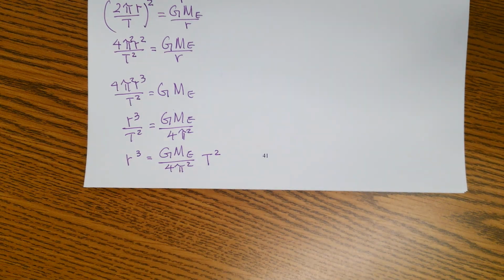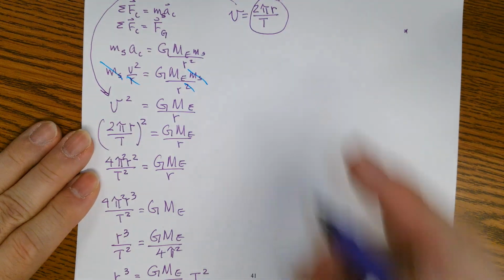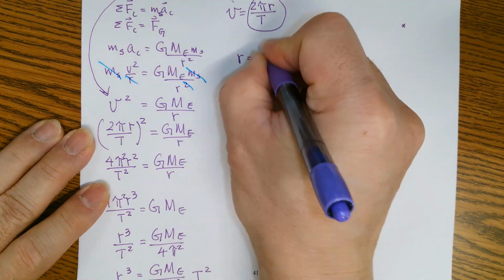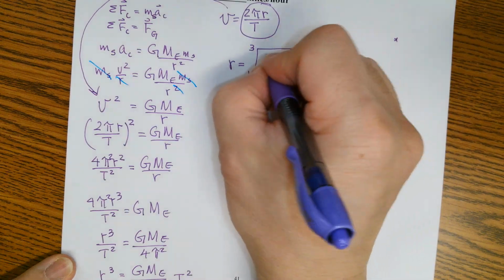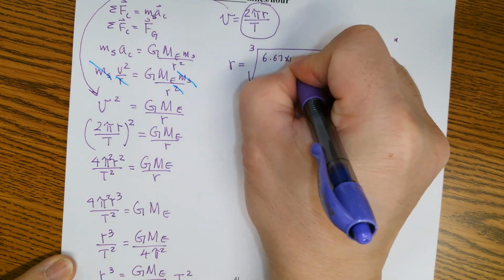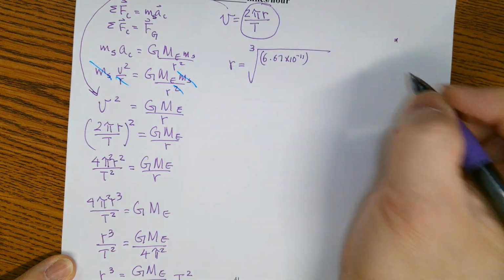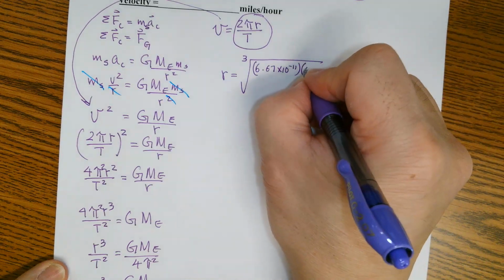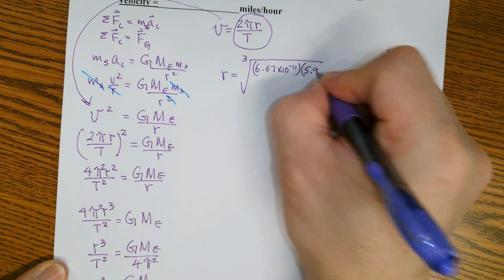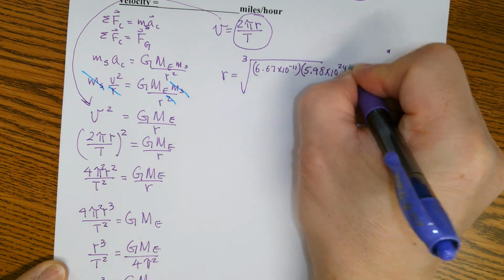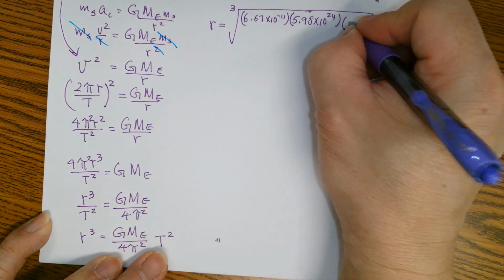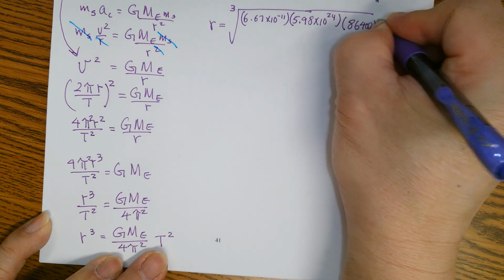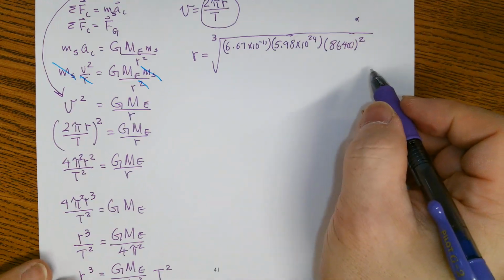Well, now we can actually figure out what's going on. So what's my R? My R is equal to the cube root of 6.67 times 10 to the negative 11th times the mass of the Earth. It's like 5.98 times 10 to the 24th. Period is 86,400 seconds squared. You must use seconds for this.